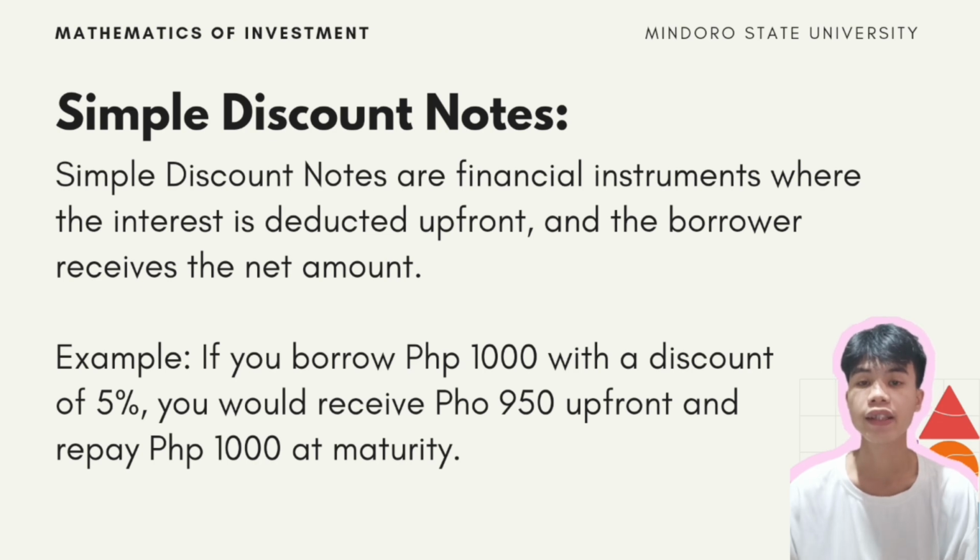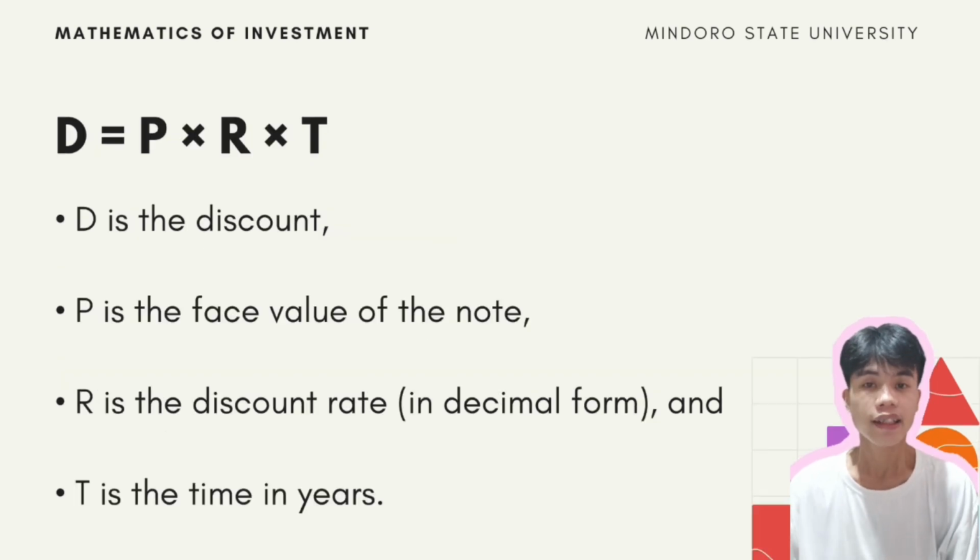So to better understand it, the formula for calculating the simple discount note is D is equal to P times R times T, where D is the discount, P is the face value of the note, R is the discount rate in decimal form, and T is the time in years. Here are some examples with solutions using the simple discount notes formula.